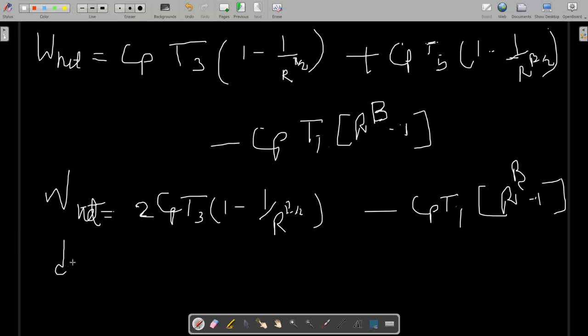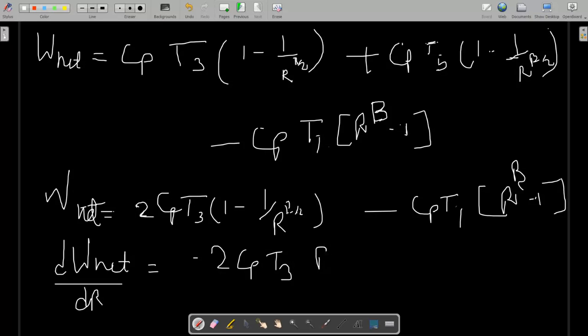So for the maximum value, we have to differentiate this net work done with respect to R. We will get 2Cp into T3 as a constant, whose differentiation becomes 0, minus R power B by 2 minus B by 2, and this minus minus becomes plus B by 2 will come here, minus Cp T1 as a constant, and here R power B, that is B, and R power B minus 1. Okay, and equate it to 0.